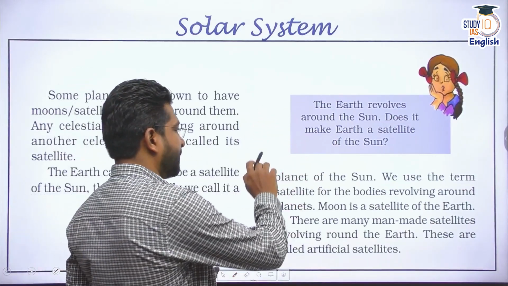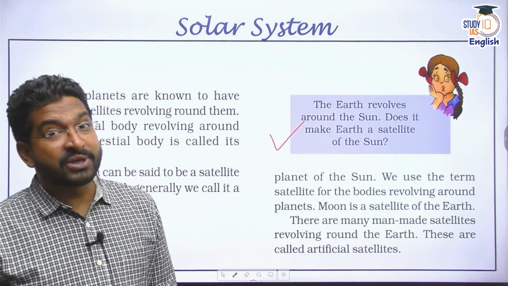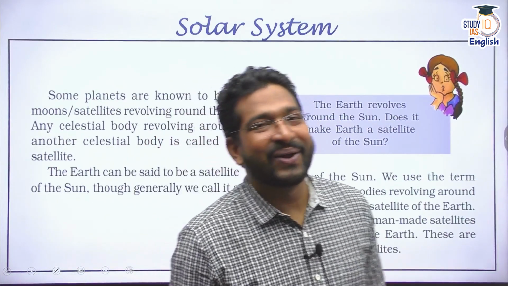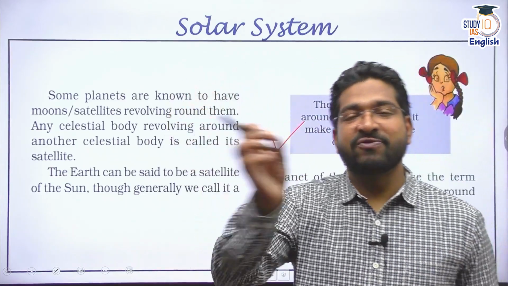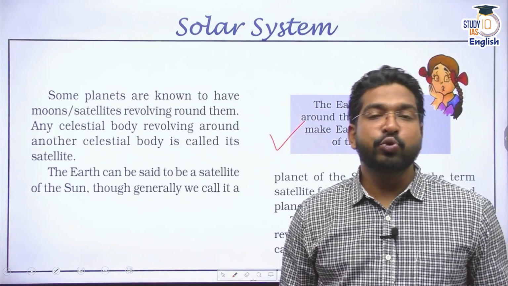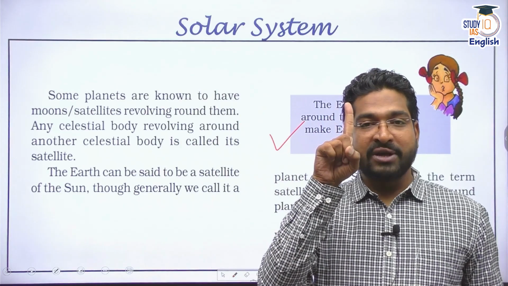Yes, of course, Earth can be a satellite of the sun, but we do not use the term satellite per se. We have created terms called planets. A satellite is something which revolves around a planet. And I told you in our solar system, there are more than 200 moons. For Earth, there's only one.